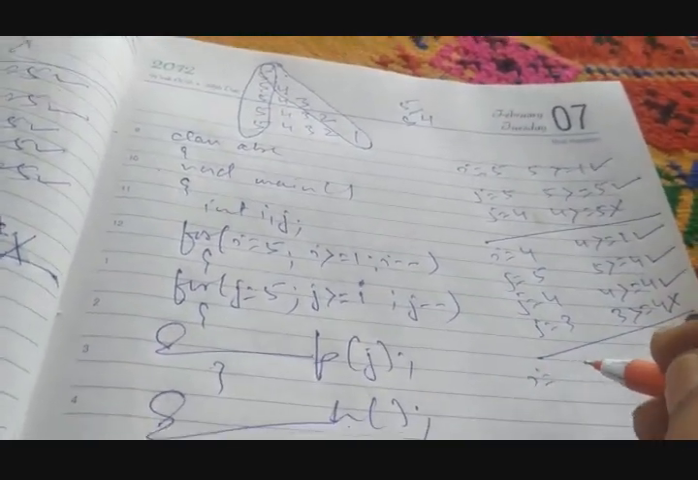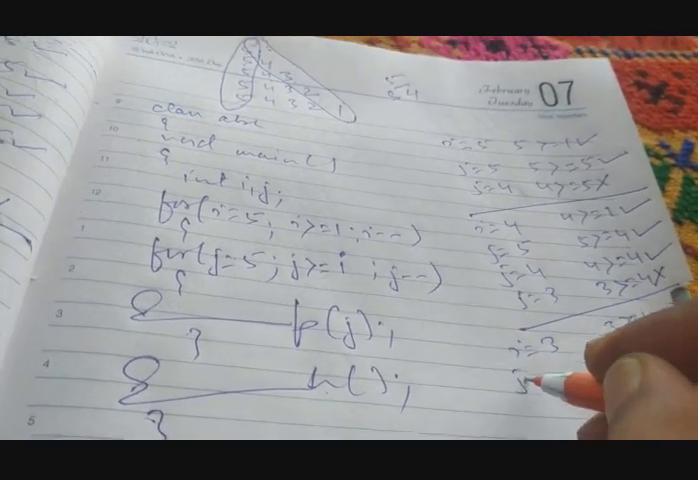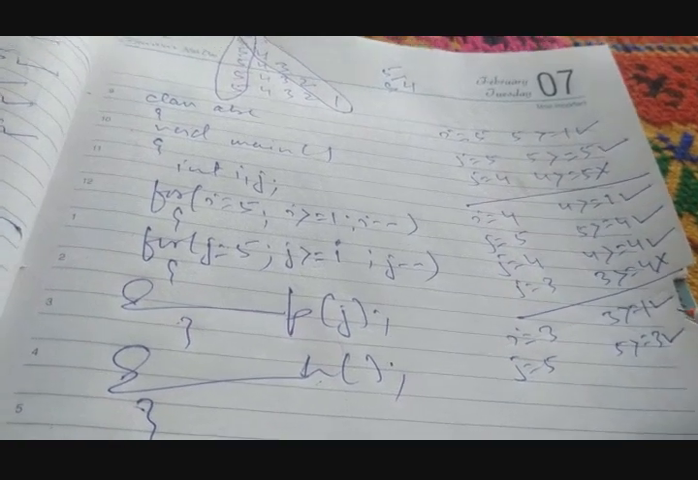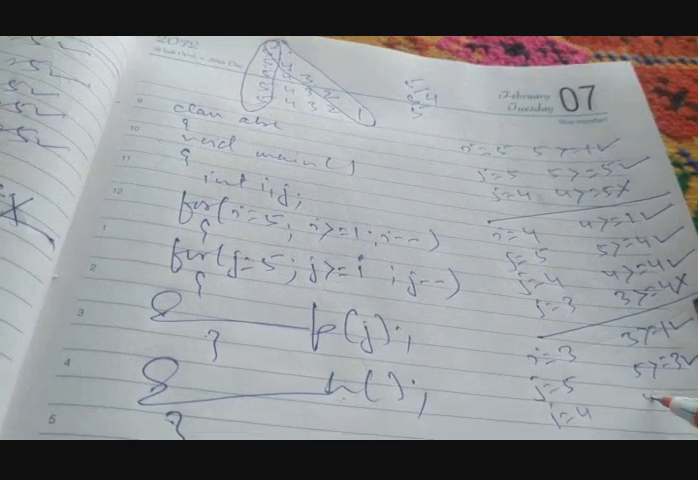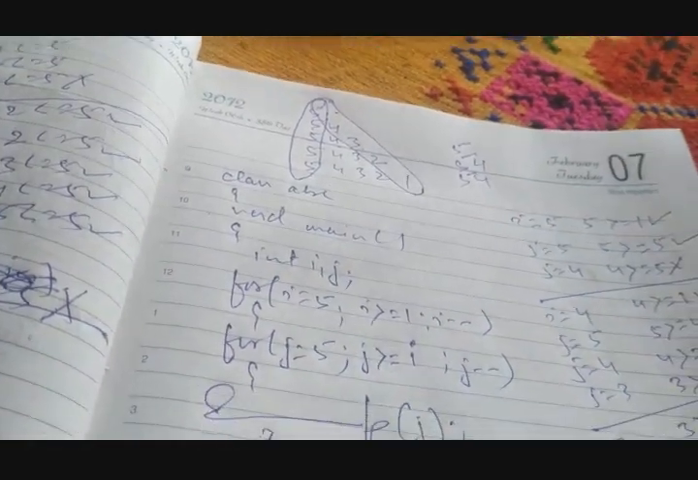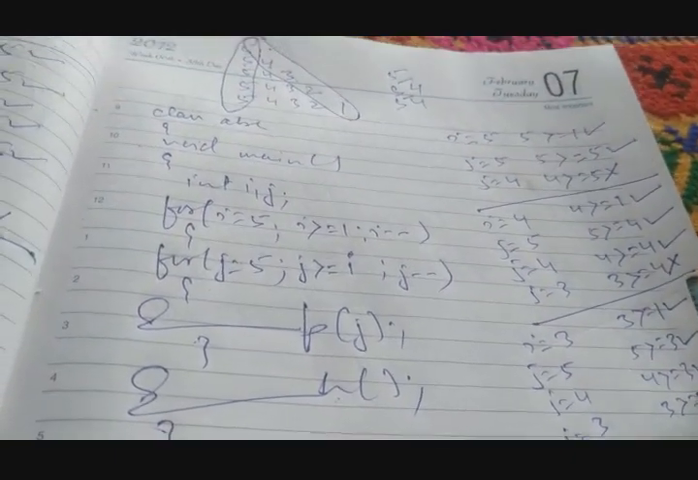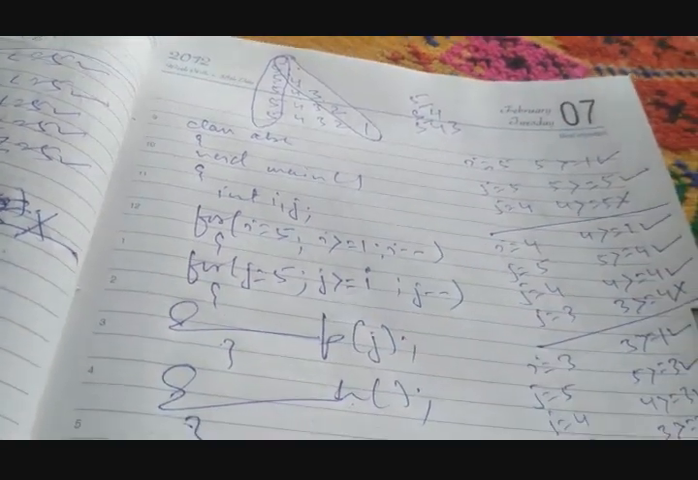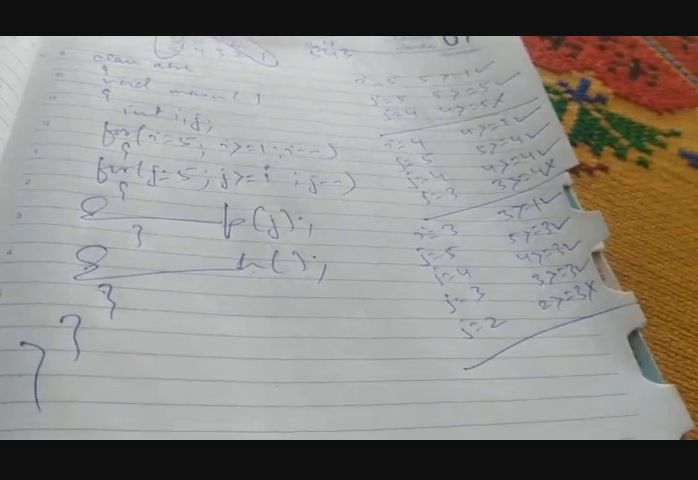Then I value changes to 3, 3 is greater than equals to 1, true. J starts with 5, 5 is greater than equals to 3, true. So print 5. J value changes to 4, 4 is greater than equals to 3, true. Print 4. Then J value changes to 3, 3 is greater than equals to 3, true. Print 3. Then J value changes to 2, 2 is greater than equals to 3, false, line changes.